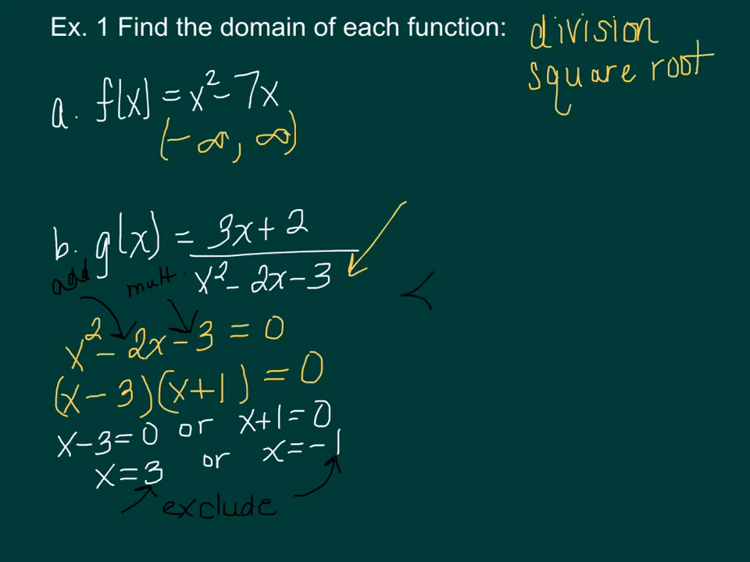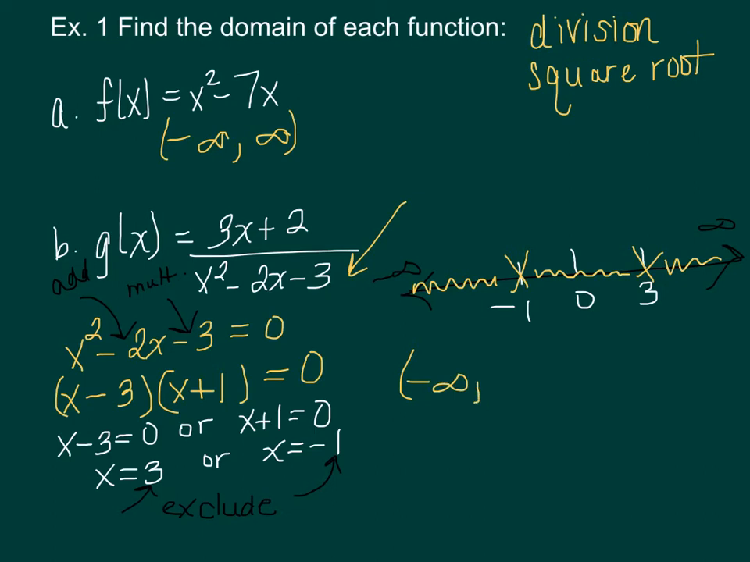That means on the number line, if we were going from negative infinity to positive infinity, here's 0, here's negative 1, here's 3. That means that we can use everything here, not -1. Everything between, not 3. And everything greater. So this is how you write your domain. So we can do everything from negative infinity all the way up to -1, but not including. So that parentheses means not including.